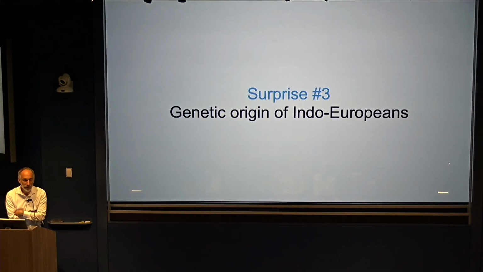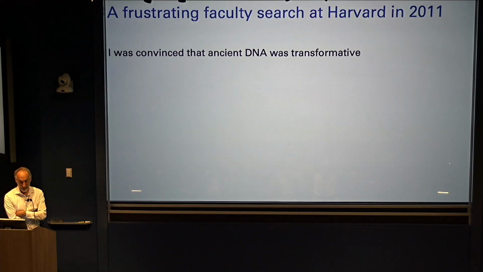The surprise number 3 relates to something more recent in time, but also very impactful, which is how ancient DNA reveals something very startling about the origin of the people who spread the languages we're speaking now, English, which are related closely to languages from Iran into North India, into Armenian, and many other languages from Europe.